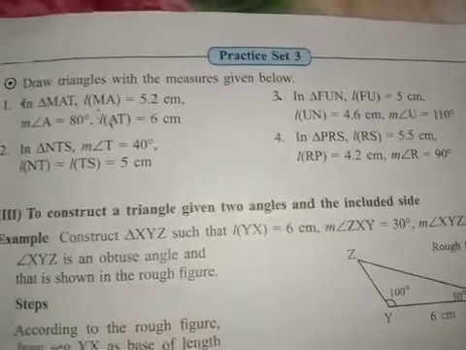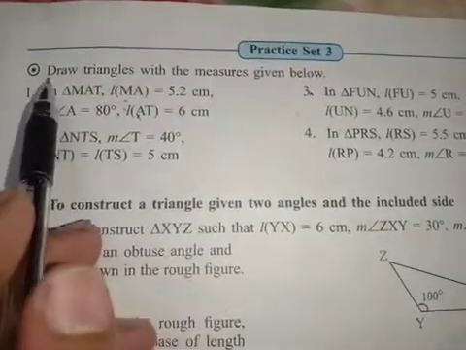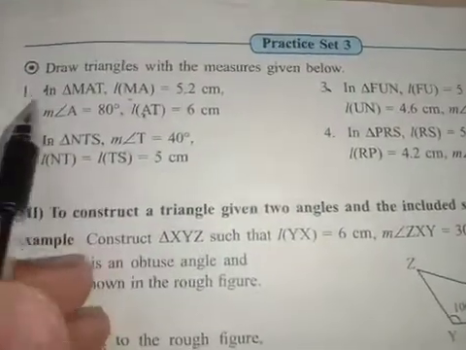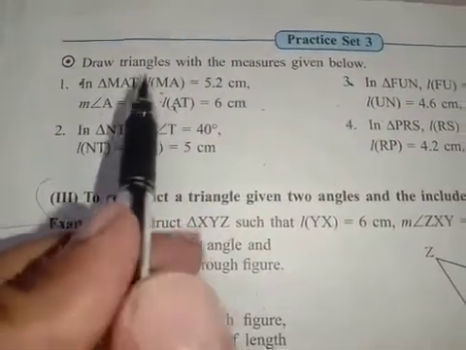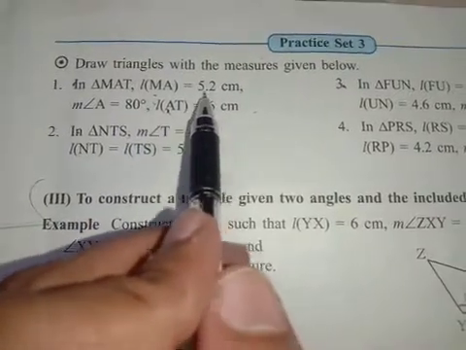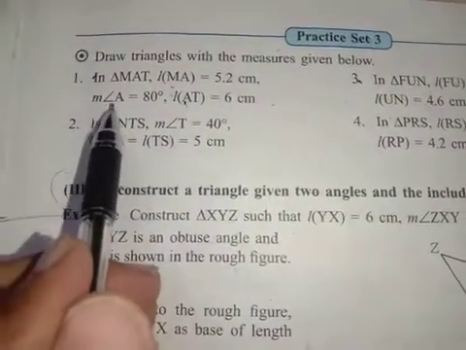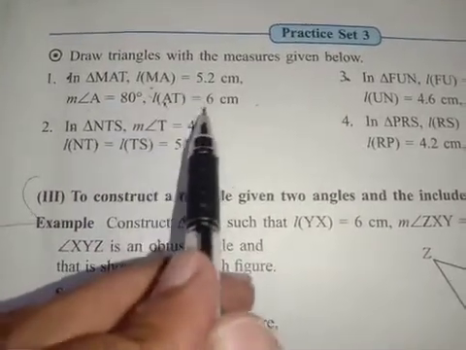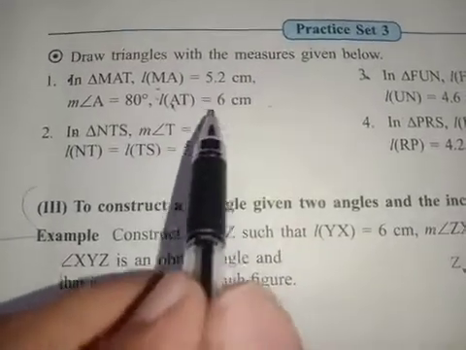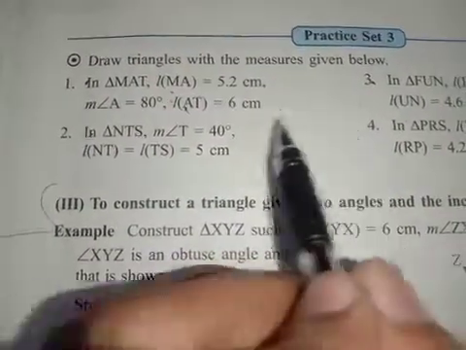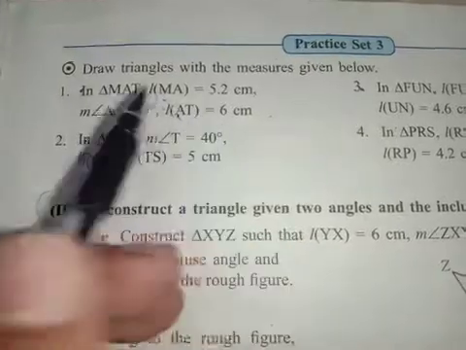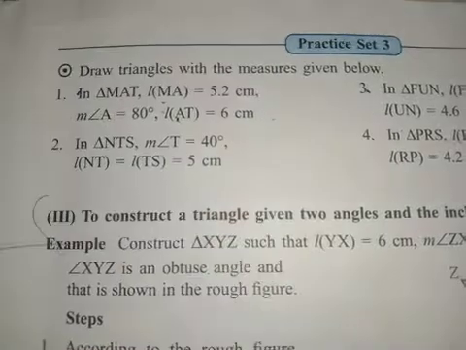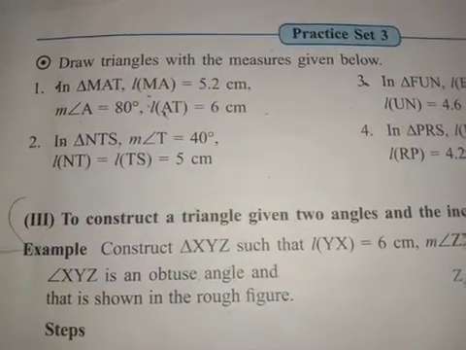Now solve this practice set 3. Draw triangles with the measures given below. The first question is: in triangle MAT, length MA is equal to 5.2 cm, measurement of angle A is equal to 80 degrees, and length AT is equal to 6 cm. So first we have to draw a straight line of 6 cm, or you can use 5.2 cm, any size. Now let's draw a straight line here.